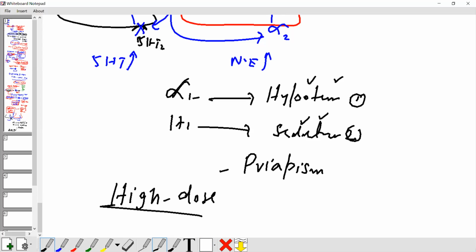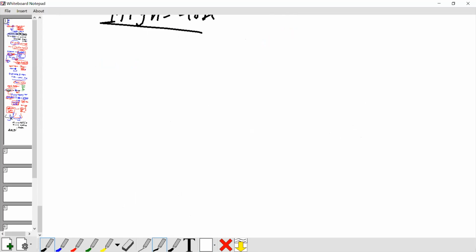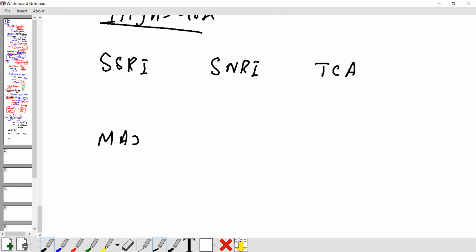Understand, this is all about depression. All drugs done. Now we summarize: SSRI, SNRI, tricyclic antidepressants, monoamine oxidase inhibitors, and the last group was atypical antidepressants.